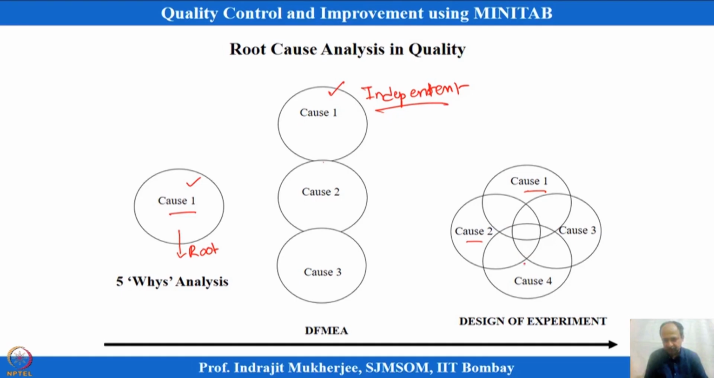The scenario may be typically like this: cause 1, cause 2, cause 3 and cause 4, where there is a fair amount of interaction. That means they together act on the y. So, there is an interaction between cause 1, cause 2, cause 3 and cause 4, and it is a complex scenario, and then eliminating the cause, or minimizing the effect of the cause, becomes very difficult.